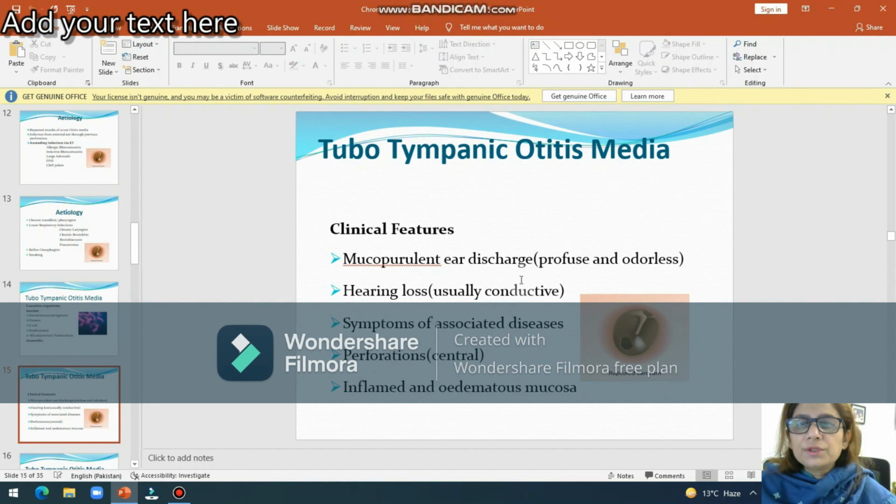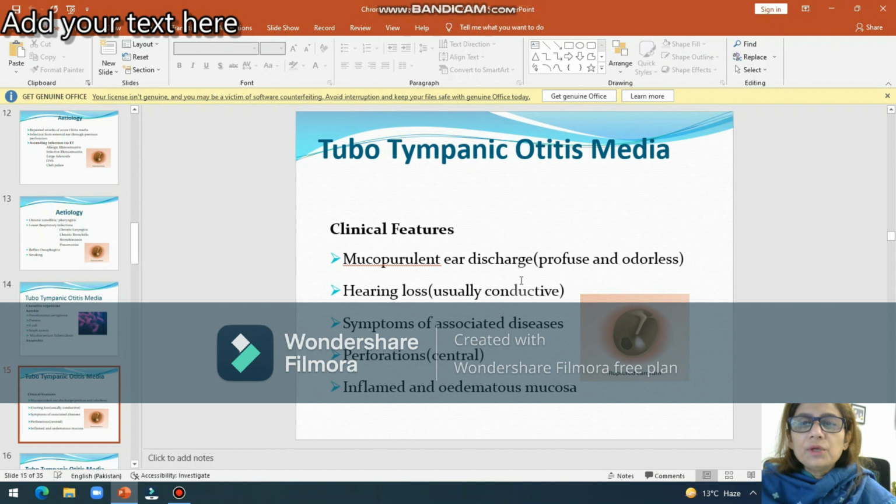As there is perforation, the patient will complain of ear discharge. The anteroinferior seromucinous glands are involved, so there is production of profuse seromucinous secretions, and as it is limited to the mucosa only, this secretion will be odorless. Because of perforation and accumulation of pus inside the middle ear, the patient will complain of hearing loss, and this type of hearing loss will be conductive hearing loss.